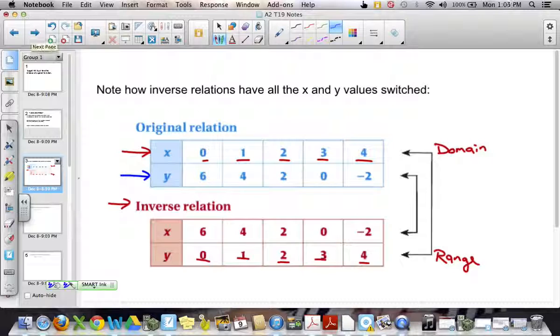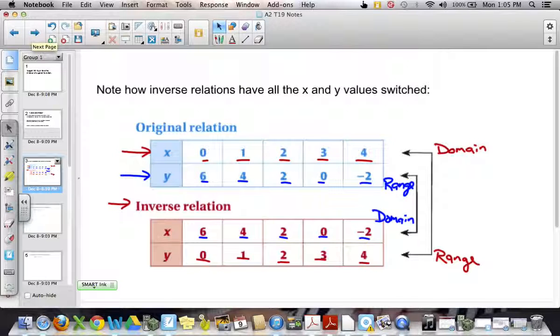Likewise, the y also gets switched and becomes now the x. So my y's in this original relation are 6, 4, 2, 0, and negative 2. And when I take the inverse of that, those values are now the x's: 6, 4, 2, 0, and negative 2. So up here, those numbers represented the range of the relation. Down here, they represent the domain. So as I said, with inverse functions, or inverse relations, the x's and y's get switched, and the domain and range get switched.